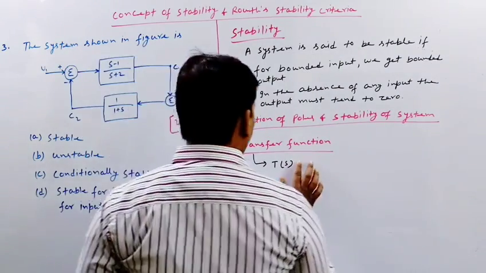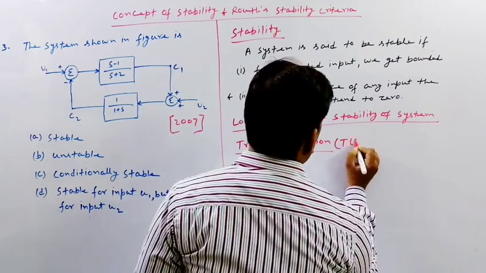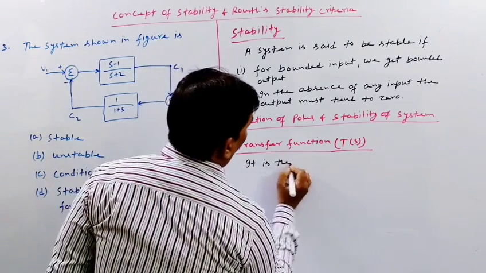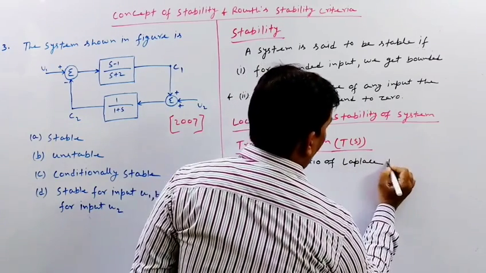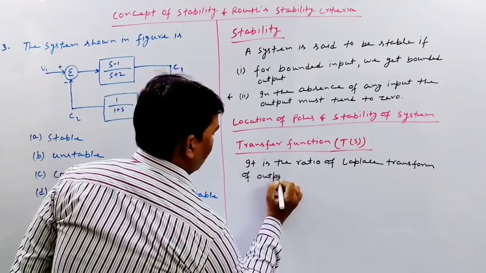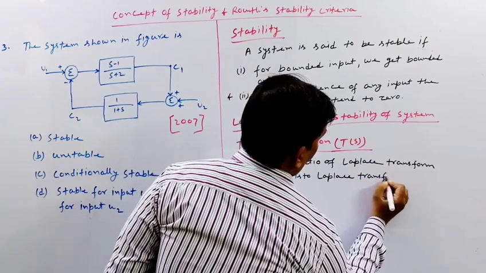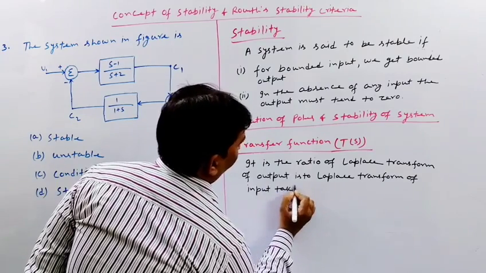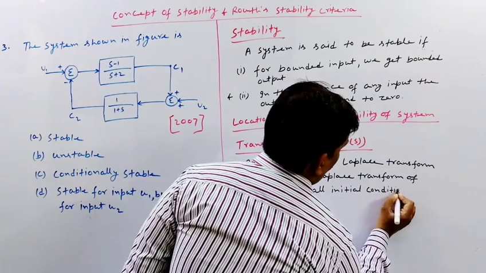So it is the ratio of Laplace transform of output to Laplace transform of input, taking all initial conditions zero.